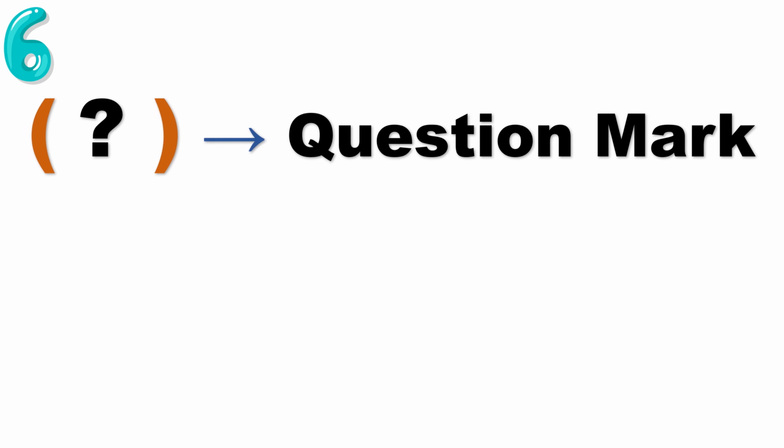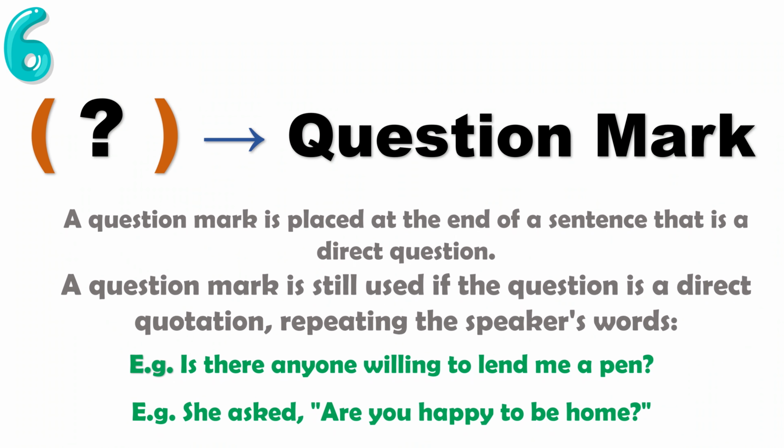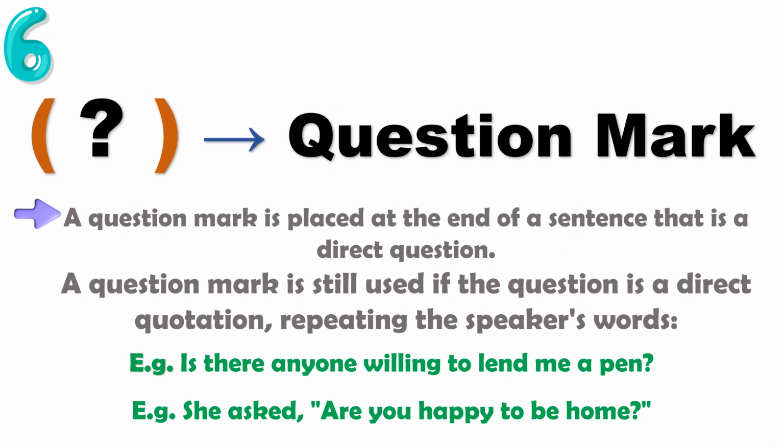Question mark. A question mark is placed at the end of a sentence that is a direct question. A question mark is still used if the question is a direct quotation, repeating the speaker's words. For example, "Is there anyone willing to lend me a pen?" For example, she asked, "Are you happy to be home?"